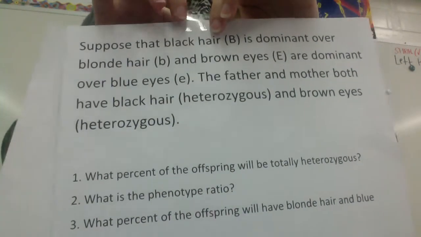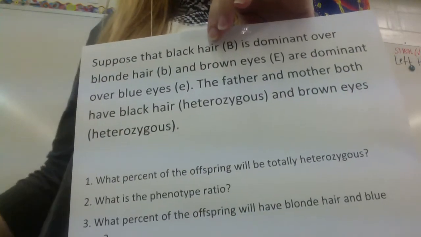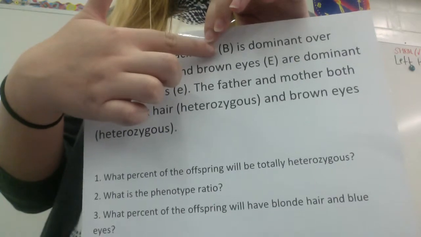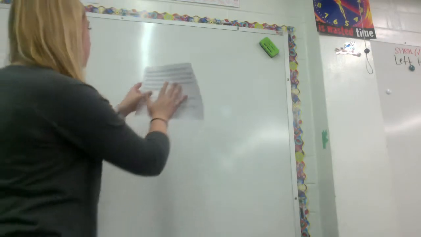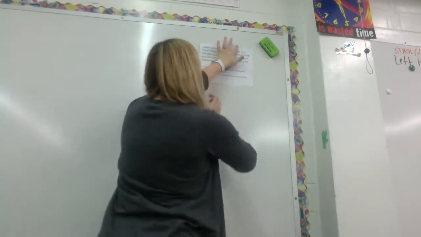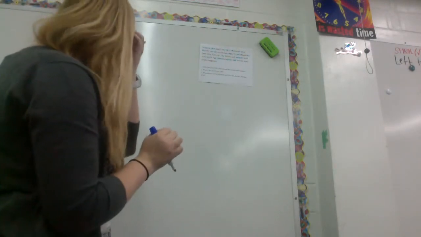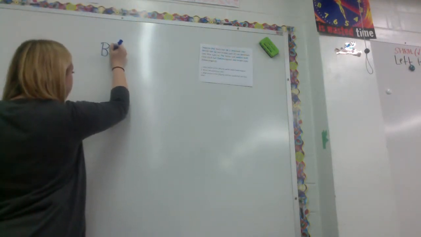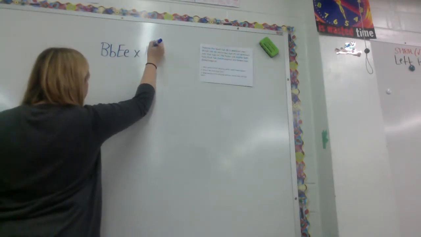The first thing that we need to do is figure out what our genotype is going to be. So genotypes are the actual genes, therefore the letters. A phenotype is something you can observe. We can observe that they have black hair. Luckily for us, mom and dad are both heterozygous. So we will have the genotype of capital B, lowercase b, capital E, lowercase e for both of them.